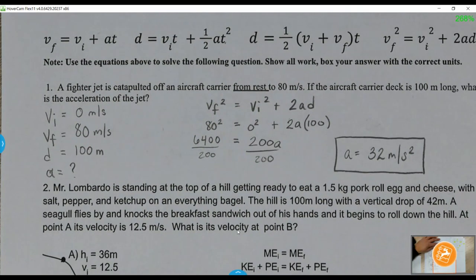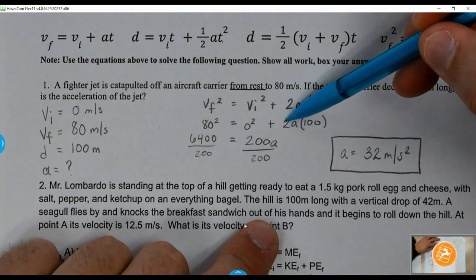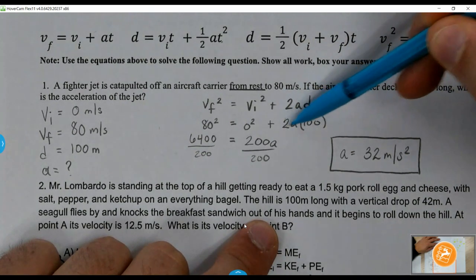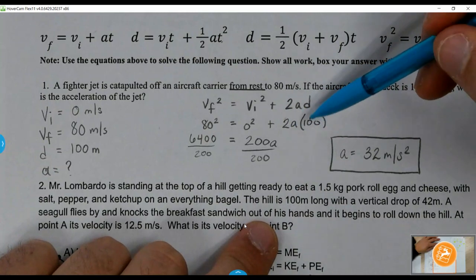How did you get 200? Yep. So I took this 2 times whatever the distance here was, because it's A times both of them.